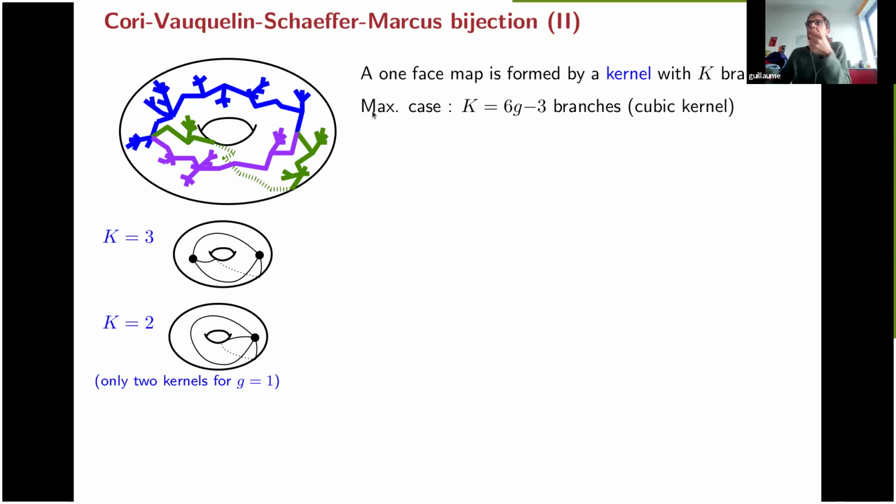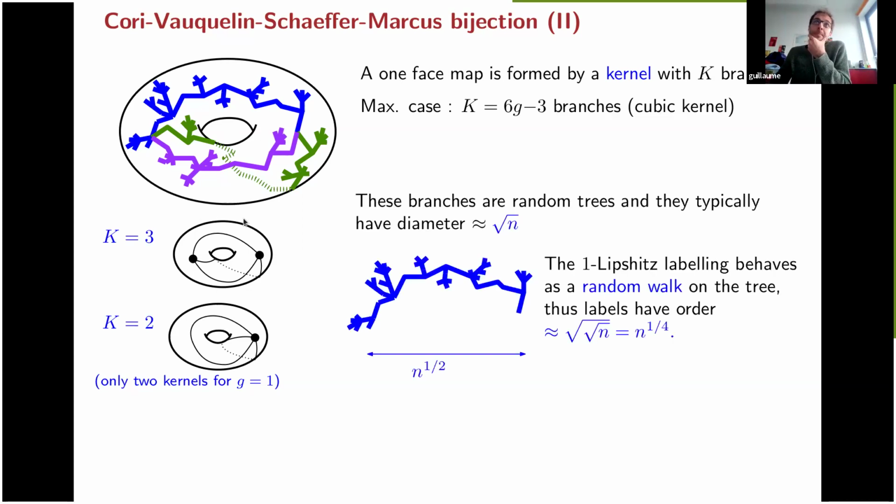You have finitely many kernels, and then you substitute the edges by branches of trees. So these one-face maps have a very, very simple structure compared to general quadrangulations or general maps. Now, very roughly, these branches that you substitute will be themselves large random trees. And as you know, a random tree will typically have diameter square root n.